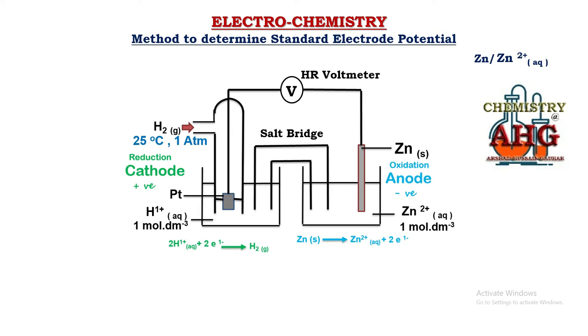Now one last thing that you must remember to complete this setup is to show the direction of flow of electrons. Always remember, the direction of flow of electrons is from oxidation to reduction, from anode to cathode. So you must draw the arrow in this direction, from anode to cathode. Now this is the complete setup, and this is the complete method diagram to determine standard electrode potential for the element zinc.